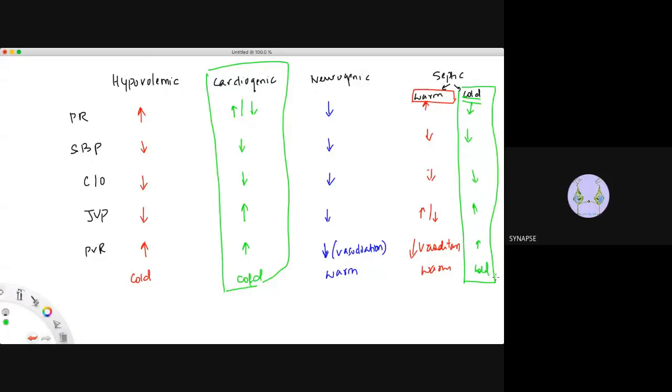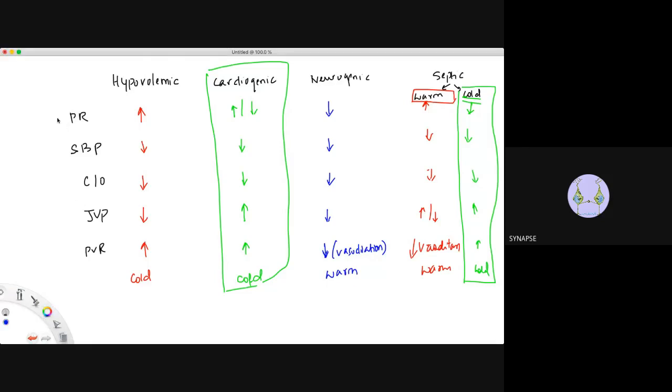Okay. You just write this table for yourself. Practice this 2 or 3 times at home. After the class, write this down and go on filling. Logically think what happens to the pulse rate, what happens to BP, what happens to peripheral vascular resistance. So these are the only three most important.